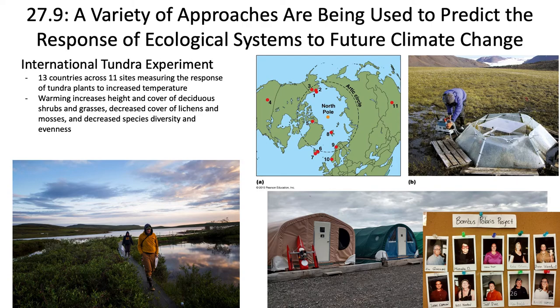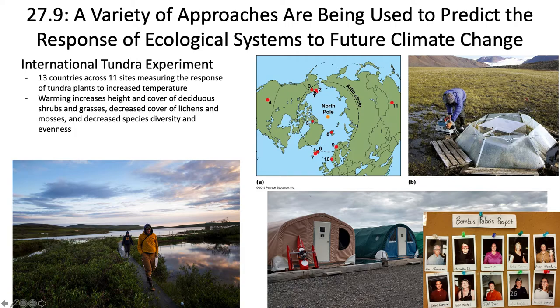So how do ecologists study and predict how ecological systems might respond to climate change? One project that I wanted to mention to you all, because I've been there, is the International Tundra Experiment. It's 13 countries, so this is where it is. 13 countries across 11 sites, and I've been to all three of those sites.